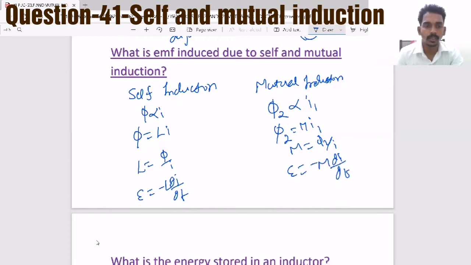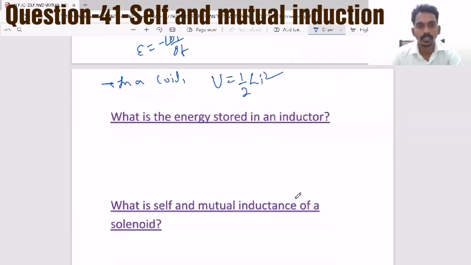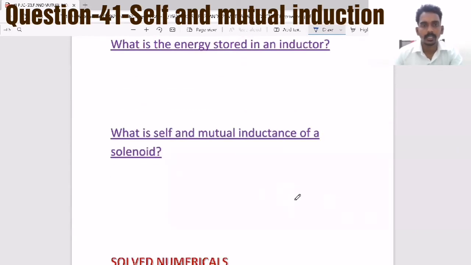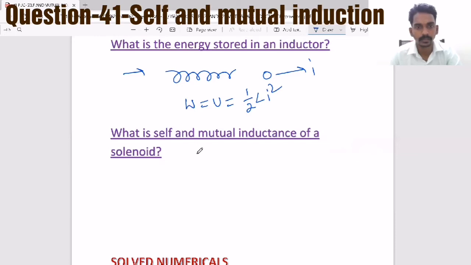In case of a single coil, the magnetic energy stored is half L I square in the self-induction process. Now based on these things, the question can come. What is the energy stored in an inductor? When there is a coil and the current grows from 0 to I, then the work done or energy stored is half L I square. L is inductance, I is current.